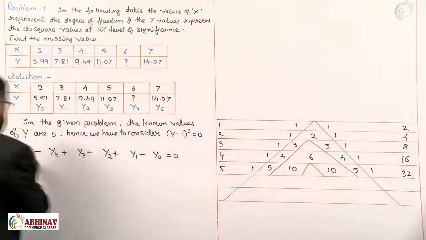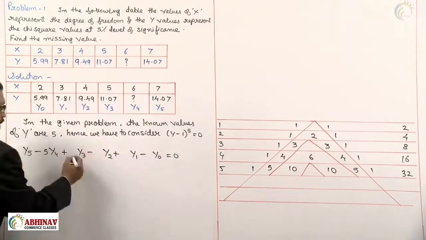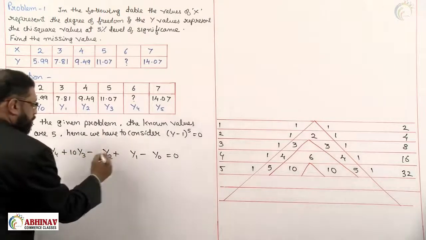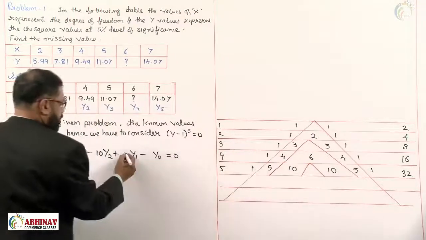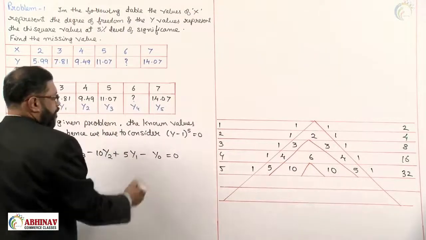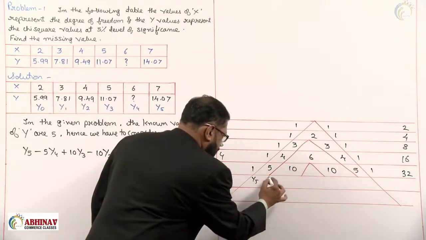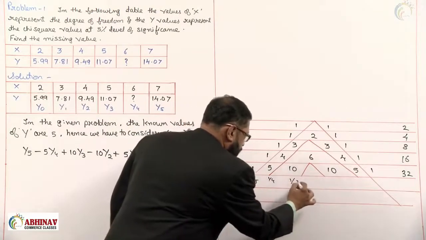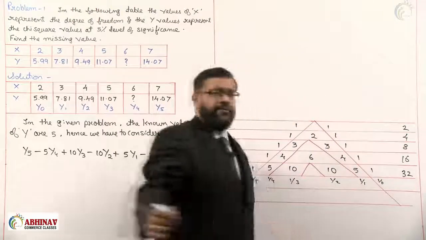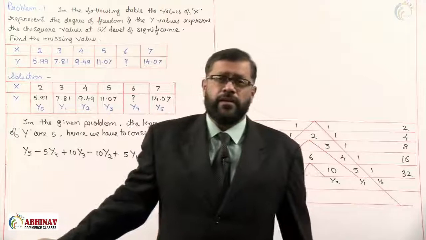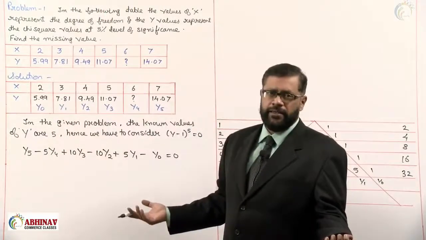First is 1. So we write y5 with coefficient 1, y4 with 5, y3 with 10, y2 with 10, y1 with 5 and y0 with 1. This is y5, y4, y3, y2, y1 and y0. I have taken the same values there. Now we'll put in the y values that are available and solve it. We get the missing term.